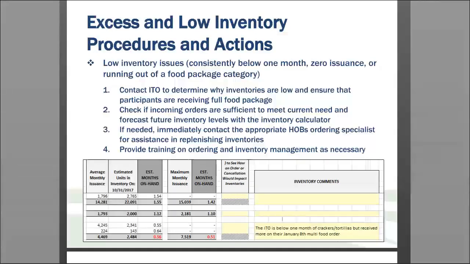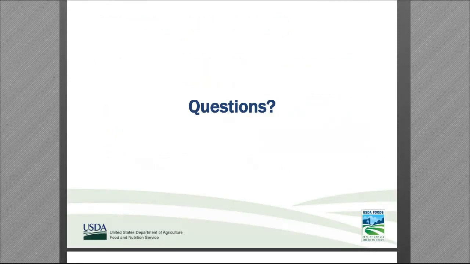In the scenario on this slide, the ITO has less than a month of crackers and tortillas. From the note, we can see that the regional office checked to make sure incoming orders would be sufficient to replenish inventories and checked in with the ITO.